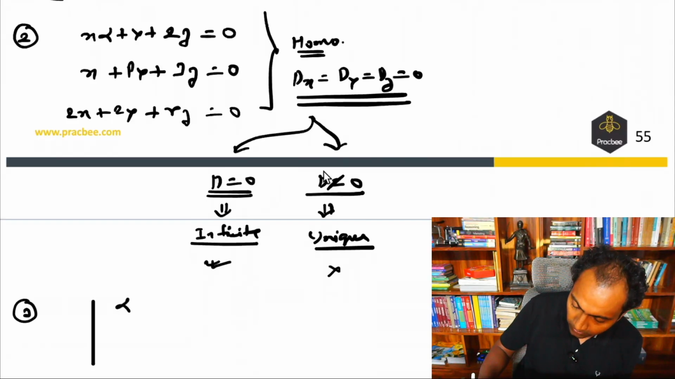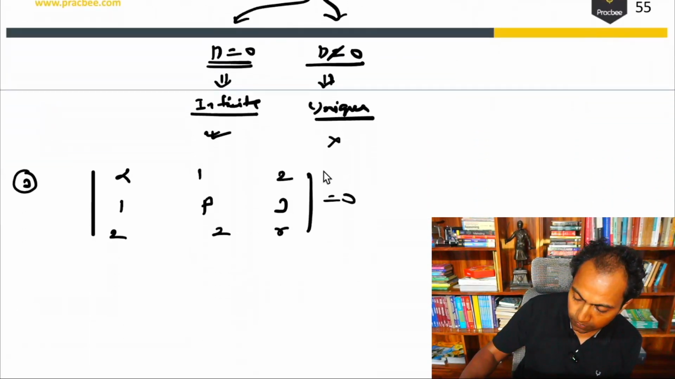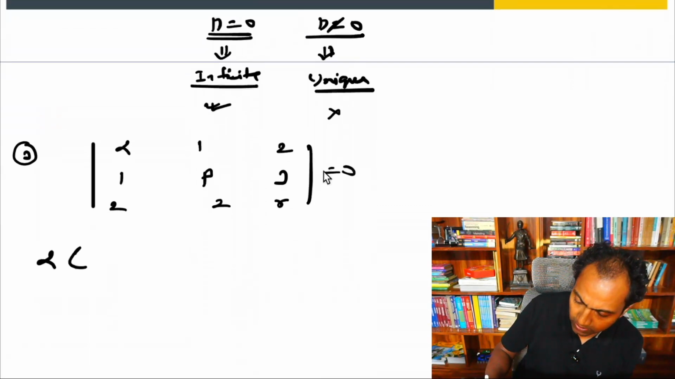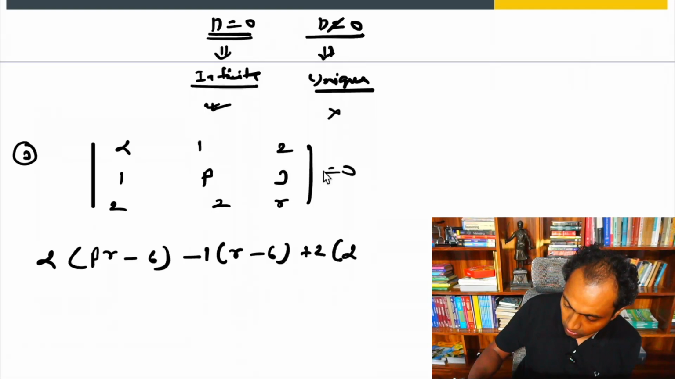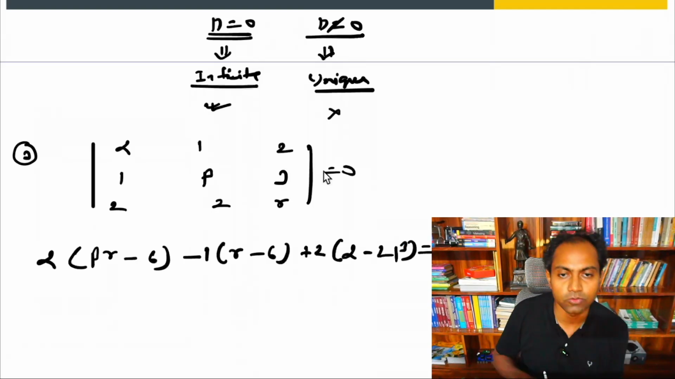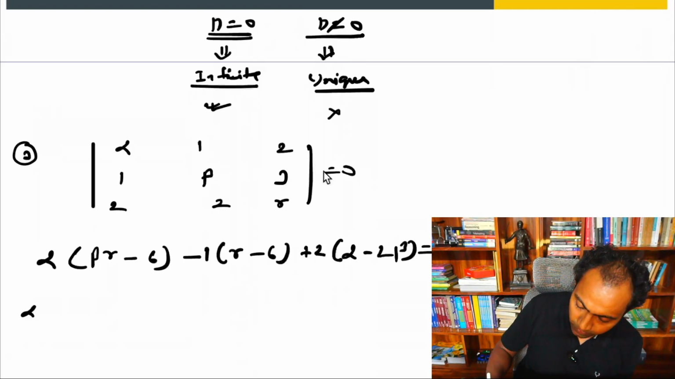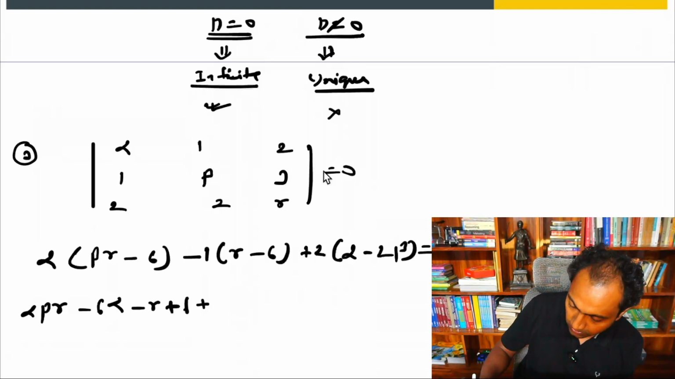So it will be the determinant with rows alpha 1, 2; 1 beta 3; and 2, 2 gamma. This will be equal to 0. If I open it up, it becomes alpha times (beta gamma minus 6), minus 1 times (gamma minus 6), and plus 2 times (2 minus 2 beta) is equal to 0. Once you have this, let us open it up to alpha beta gamma minus 6 alpha minus gamma plus 6 plus 4 minus 4 beta is equal to 0.